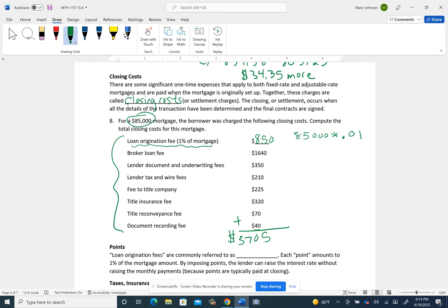And that doesn't necessarily mean that's all you pay that day. You also usually pay your first month. You usually pay your down payment that day. So you have to come up with a lot of money that day.